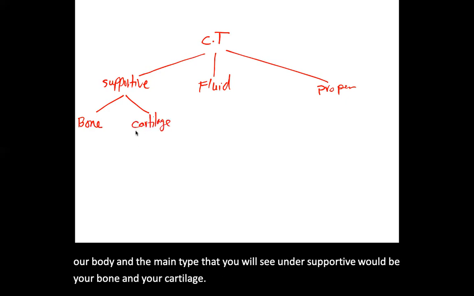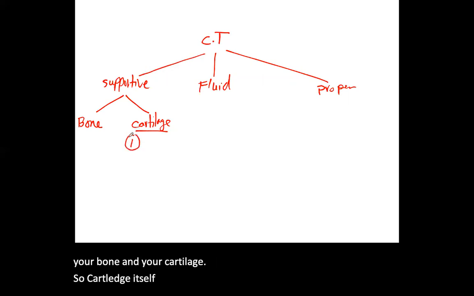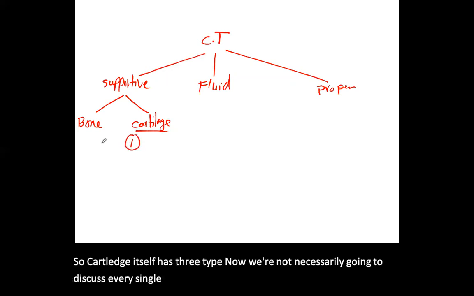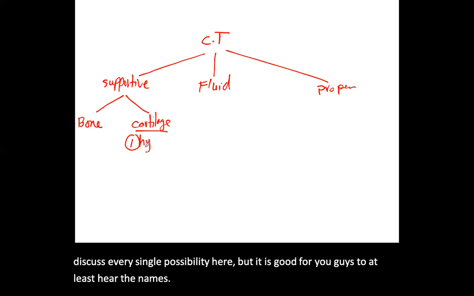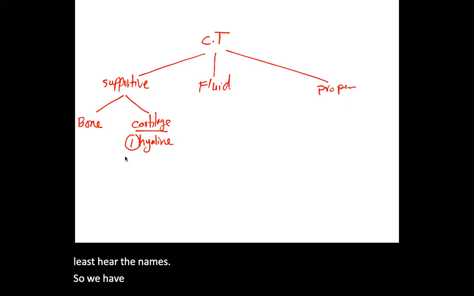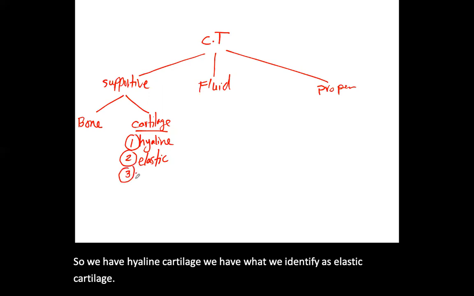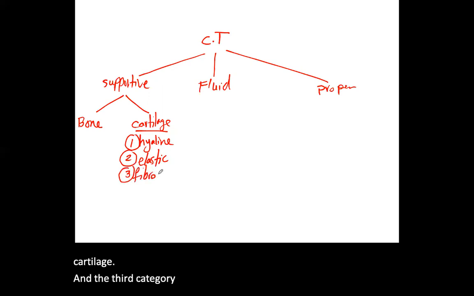Cartilage itself has three types. Now, we're not necessarily going to discuss every single possibility here, but it is good for you to at least hear the names. So we have hyaline cartilage. We have what we identify as elastic cartilage. And the third category is referred to as fibrocartilage.